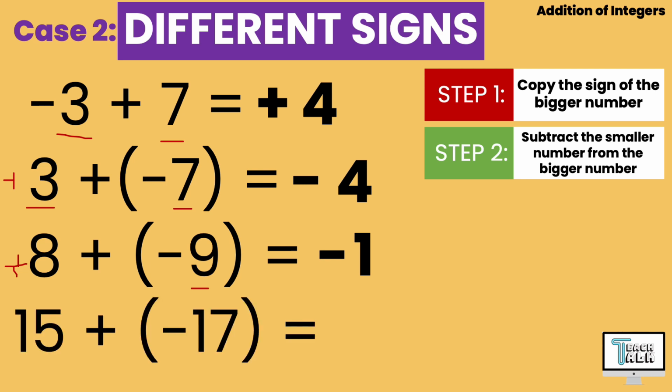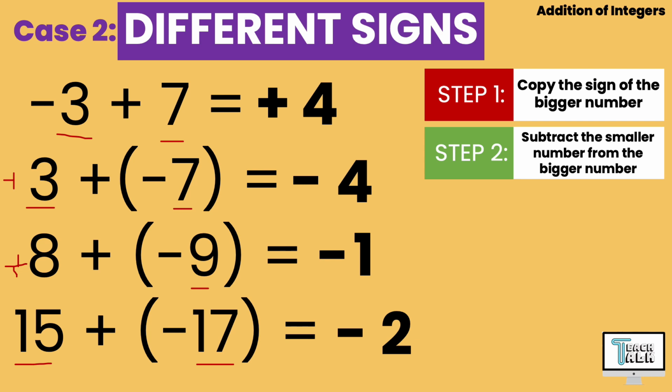Let's have last example. 15 plus negative 17. Ano ang mas malaki? Take note, magkaiba sila ng sign. Si 15 positive, si 17 negative. Step 1, copy the sign of the bigger number. Mas malaki si 17, right? Tama. So, ano ang sign ni 17? Negative. So, the answer is also negative. Subtract natin, 17 minus 15, that is 2. So, the answer is negative 2. 15 plus negative 17 is negative 2.